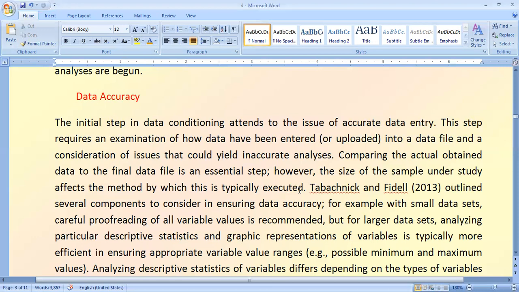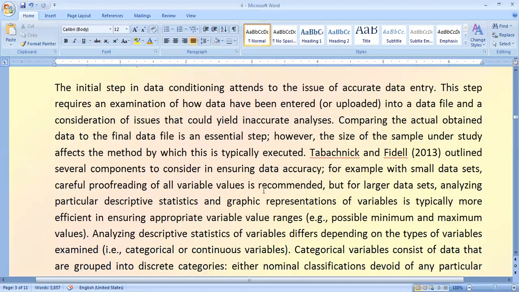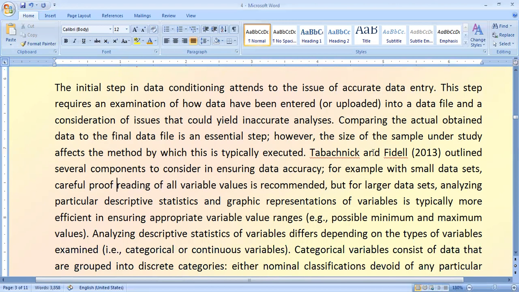Tabachnick and Fidell 2013 outlined several components to consider in ensuring data accuracy. For example, for small data sets, careful proofreading of all variable values is recommended. But for larger data sets, analyzing particular descriptive statistics and a graphical presentation of variables is typically more efficient in ensuring appropriate data value ranges, for example, possible minimum and maximum values.